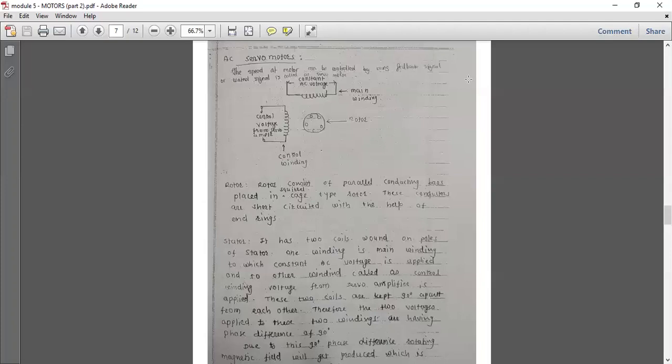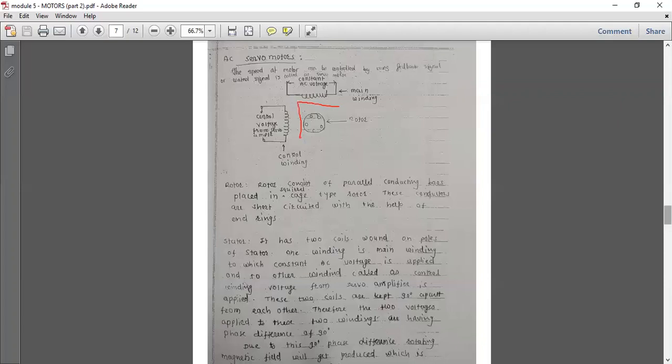Why is this motor specially called a servo motor? It could have been named a normal AC motor, but why is the word servo used? Because first of all, it has two windings. The first is the main winding, the second is the control winding. Then the control voltage is used. The third point is that the windings are kept 90 degrees apart from each other, with a phase difference of 90 degrees.